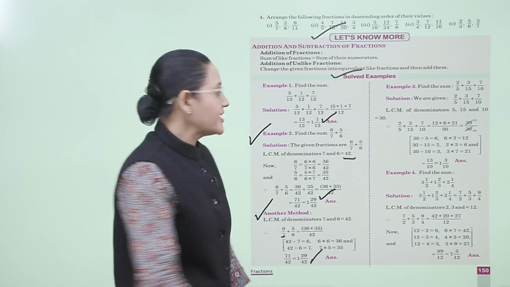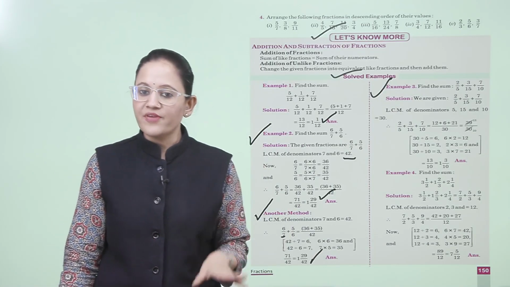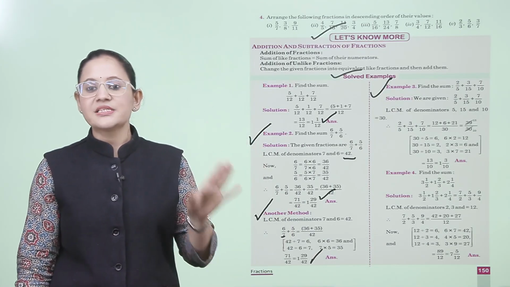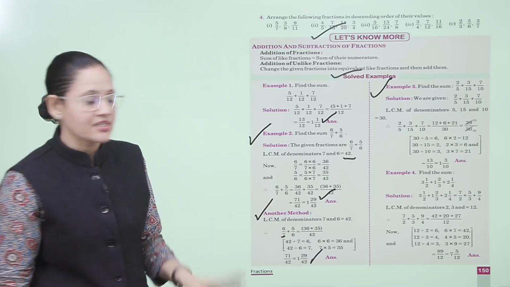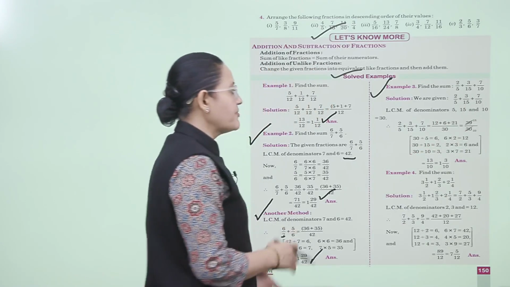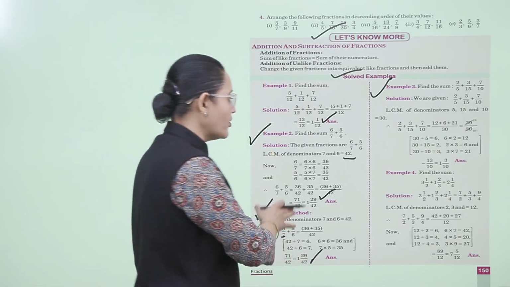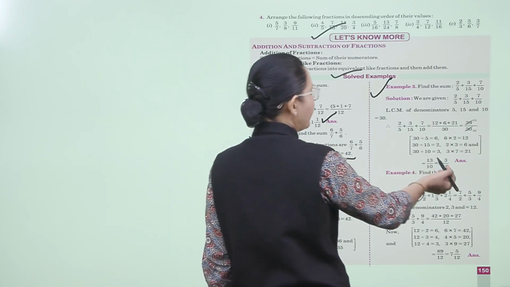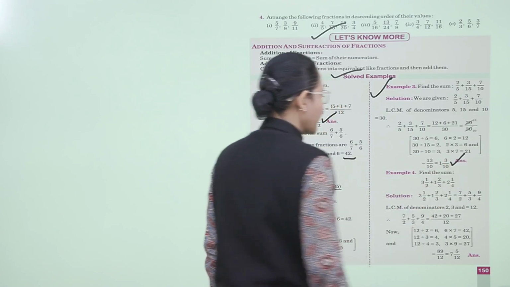Clear? Next example, we have to find the sum of 2 by 5 plus 3 by 15 plus 7 by 10. Again unlike fractions, first we have to make them like fractions. So we'll take the LCM of 5, 15 and 10. So LCM of 5, 15 and 10 is 30. The same steps will be followed and we will find the sum. So that is equal to 13 upon 10, 1 3 by 10.